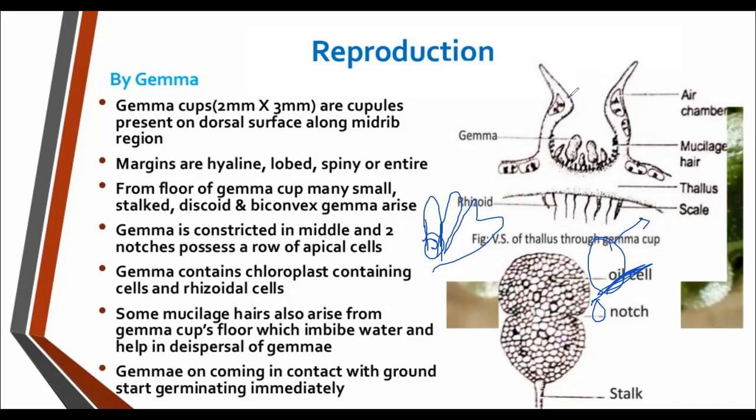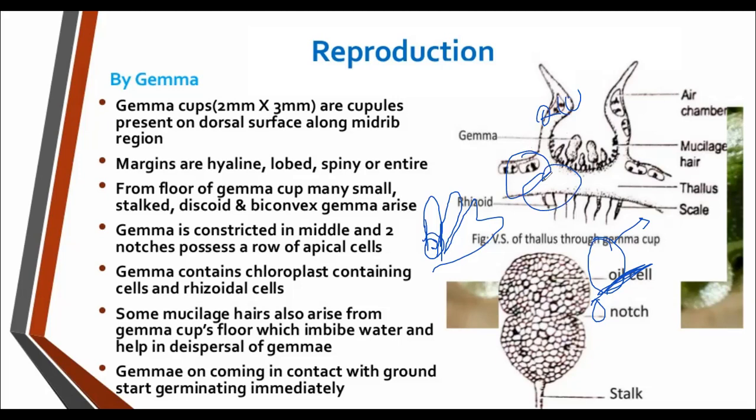as that of the internal anatomy of the thallus. That is the apical region, the apical cells, the upper epidermis and lower epidermis, and it has the air chambers, that is the photosynthetic region, and also it has a storage region. But the shape here is in the cup-like structure.